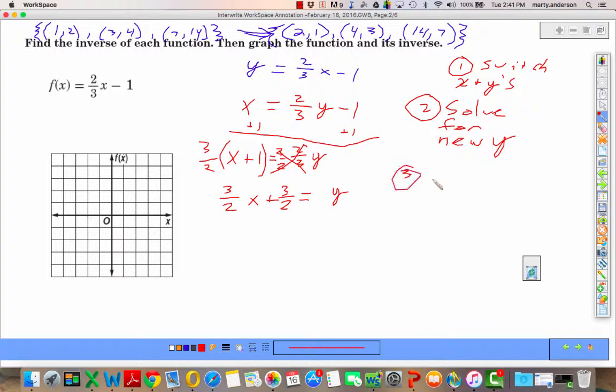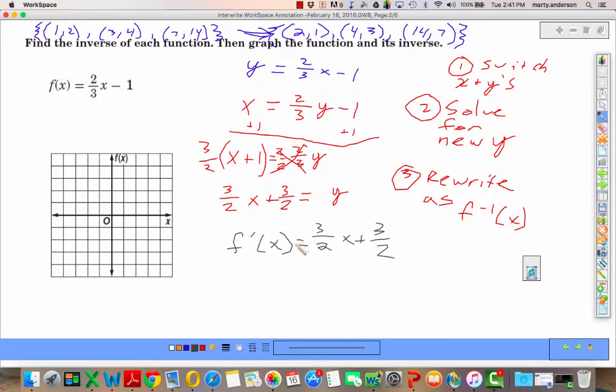Step 3, rewrite as f inverse of x. So now instead of a y, I'm going to change this to f inverse. So my f inverse of x is equal to 3 over 2 x plus 3 over 2. Now we're going to graph these as well.